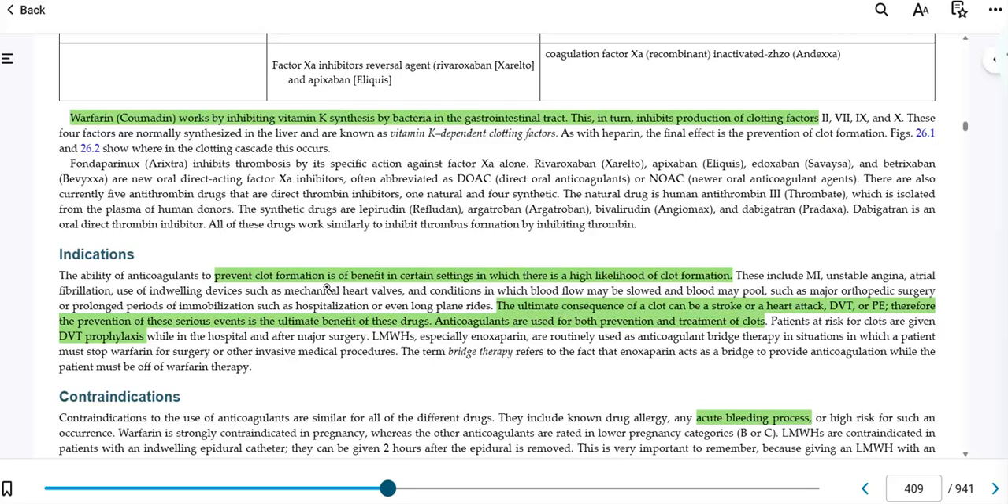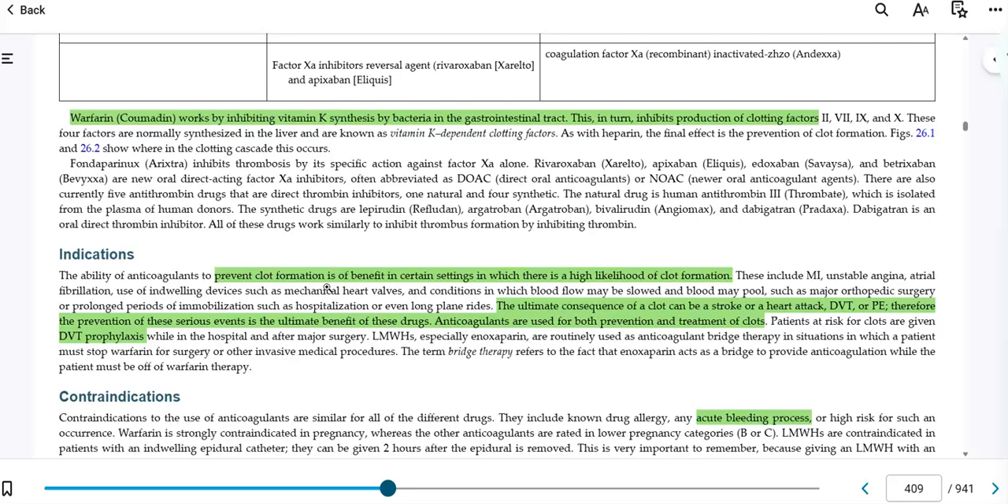Then if I scroll down a little bit, my indications for these are to prevent clot formation, which is a benefit in certain settings, especially if there's a high likelihood of clot formation. They're used to prevent and treat clots. They're used for DVT prophylaxis, so think about someone who's going to be bedfast for a bit. The term bridge therapy refers to the fact that enoxaparin acts as a bridge to provide anticoagulation while the patient must be weaned off of warfarin therapy.